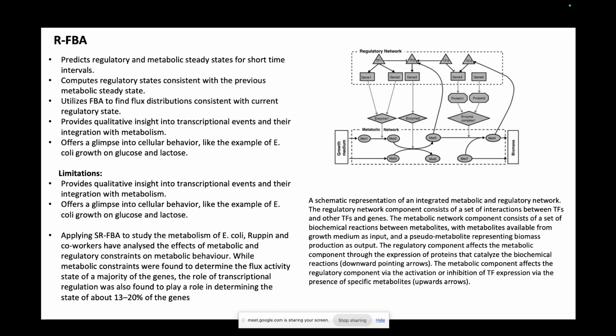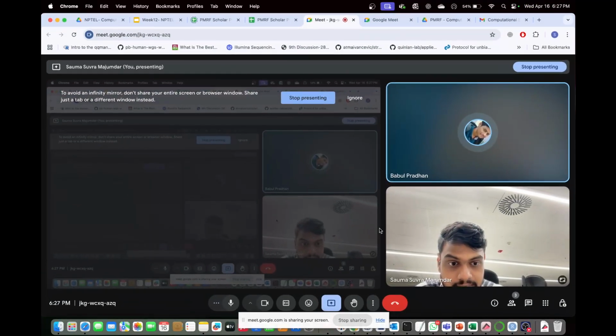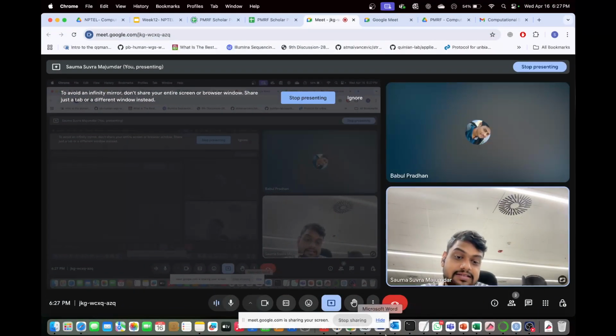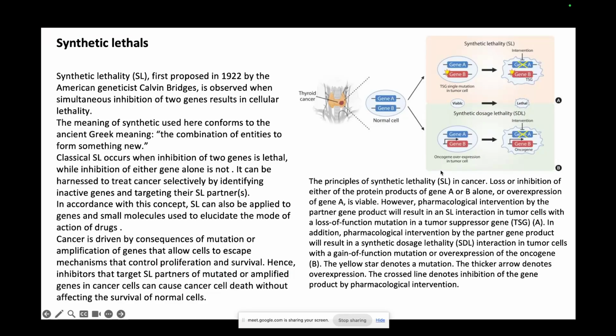So then we come to the concept. Do both need to be inactivated, or can inactivating one alone kill? That is the concept. Inactivating one will not do anything, but when you inactivate two together, it actually becomes lethal. So classical synthetic lethality occurs when inhibition of two genes is lethal, while inhibition of either gene alone is not. Right, so this is the important part. If you inhibit the single gene, it will not do anything, but if you do both together, it will be lethal.